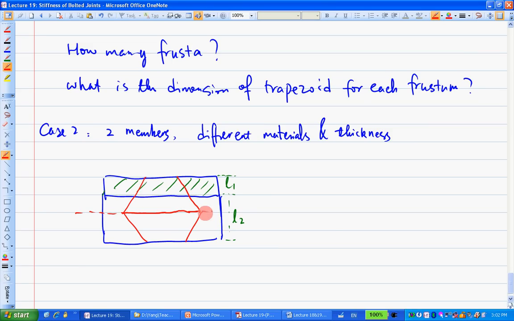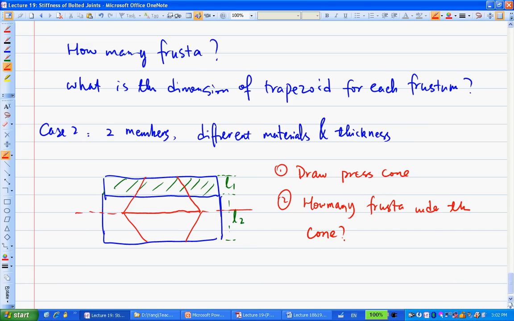Next step, after drawing the pressure cone, is to look at how many frustums we have under this pressure cone. Three. Why three? You look at the distribution here: from here to here, that's one frustum, and from here to here, that's another one, and from here to here, the same material, so that's another one. According to this geometry, there should be three.